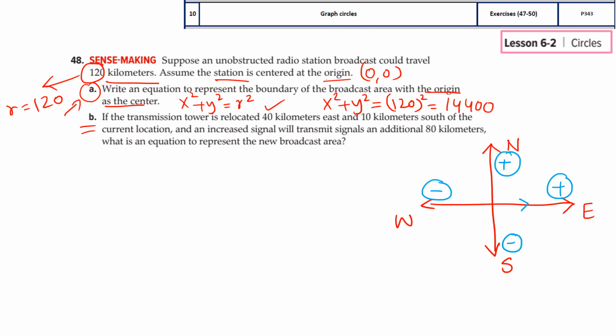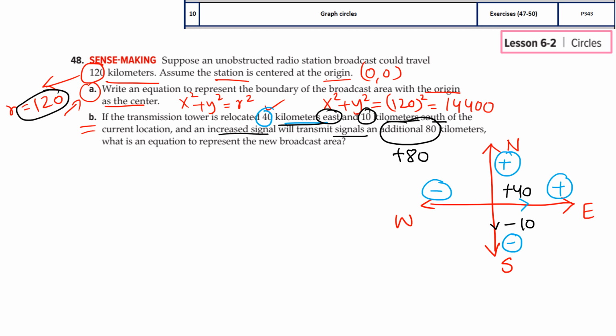Now what is given in part B? If the transmission tower is relocated 40 kilometers east, so which direction are we going? We are going on the right, east 40 kilometers, so plus 40. And 10 kilometers south means down, negative. Then an increased signal will transmit additional 80 kilometers. So I add 80 to the old radius. So what's the new radius? 120 plus 80. It says very clearly it will have an additional 80 kilometers that it will cover. So this is now the new radius 200.